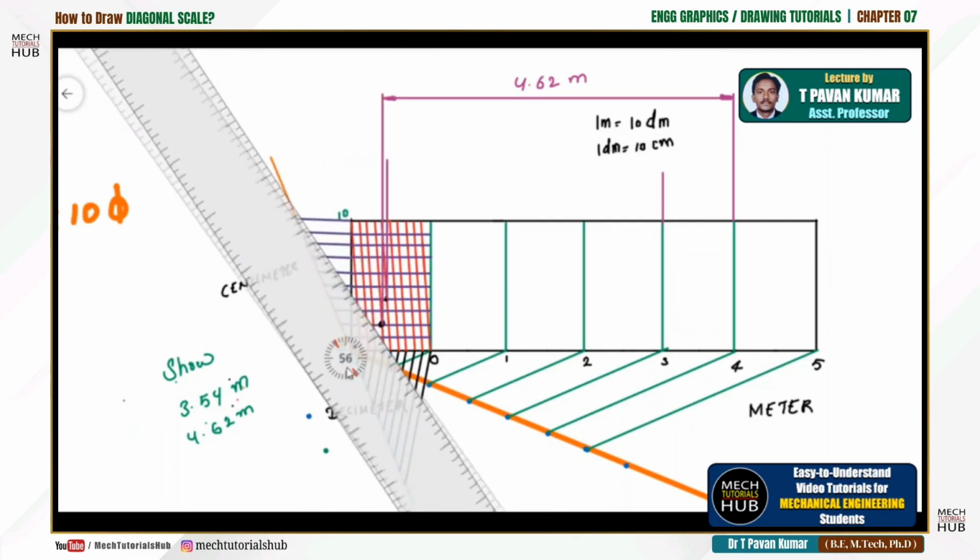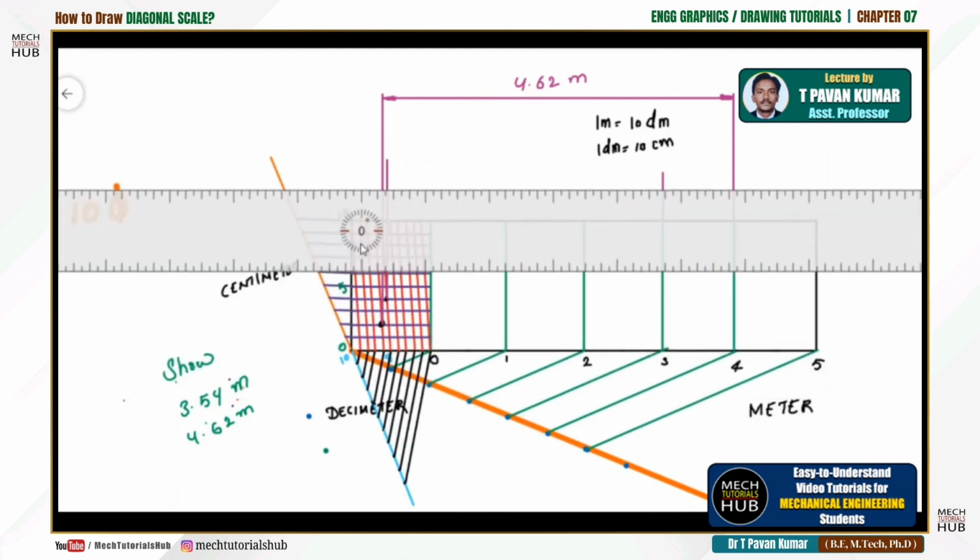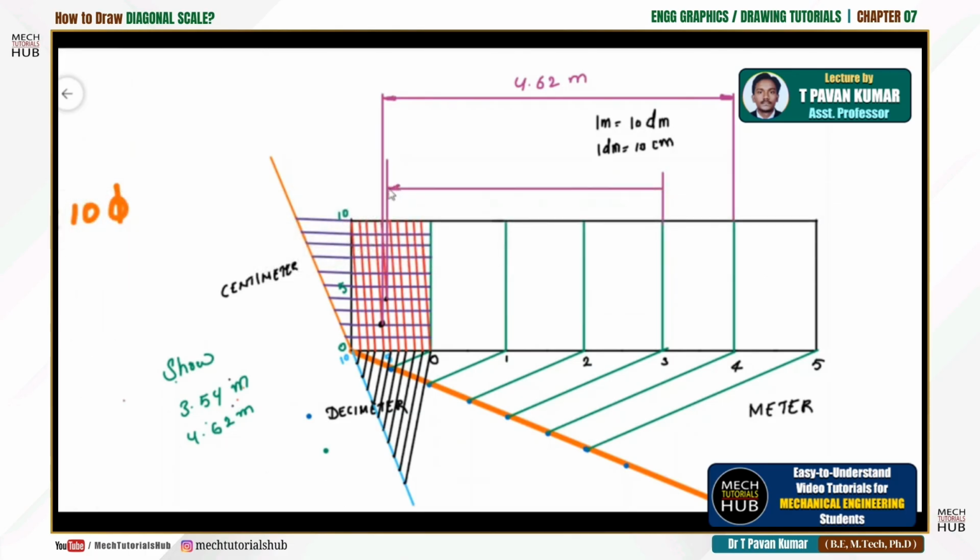Then make your scale horizontal. Accordingly, draw the horizontal line. Draw a horizontal here to show a distance of 3.54 meters. Close. Let me disable the scale and show an arrowhead here and show the dimension number 3.54 meters. This is how we need to show.